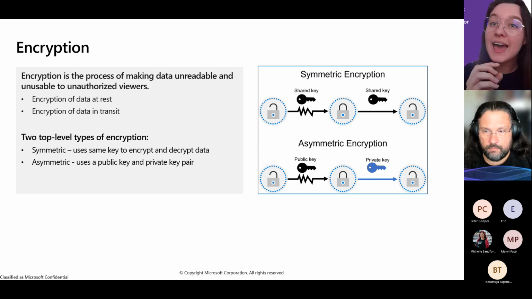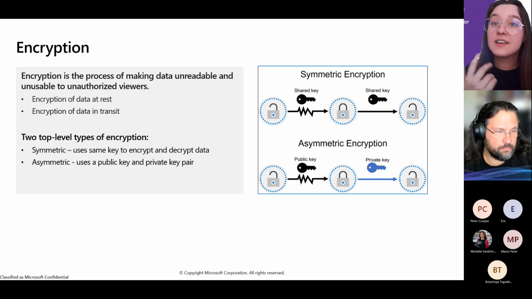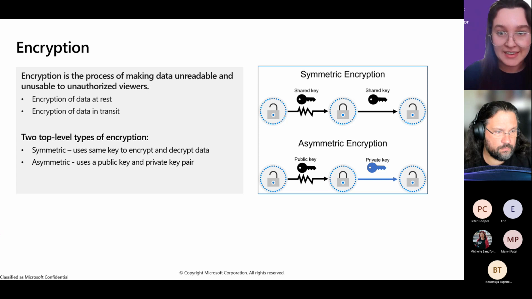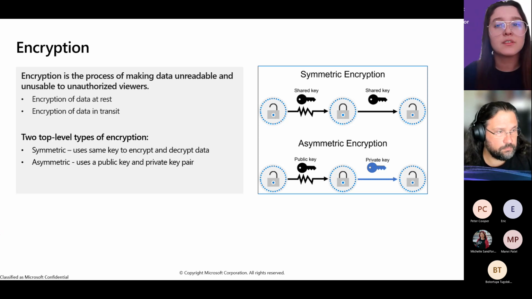There's symmetric and asymmetric. Symmetric encryption uses the same key to encrypt and decrypt the data. Nice and simple. But then you have asymmetric encryption, which uses a public key and a private key. Either key can encrypt the data, but a single key can't be used to decrypt encrypted data. To decrypt, you need a paired key.